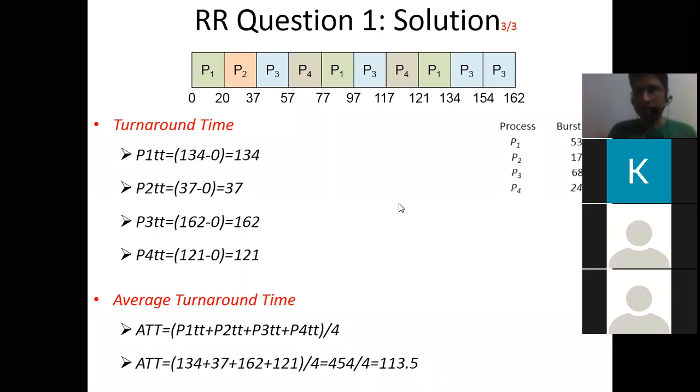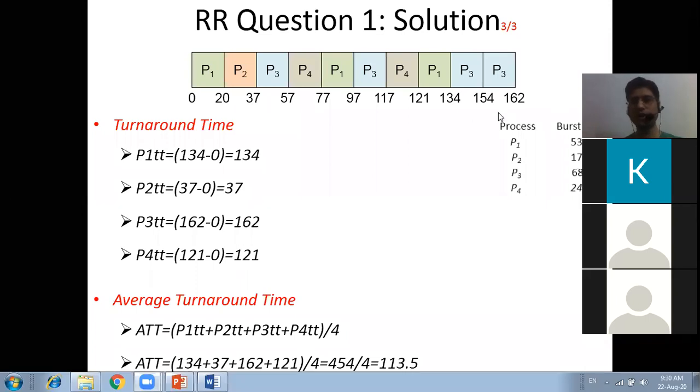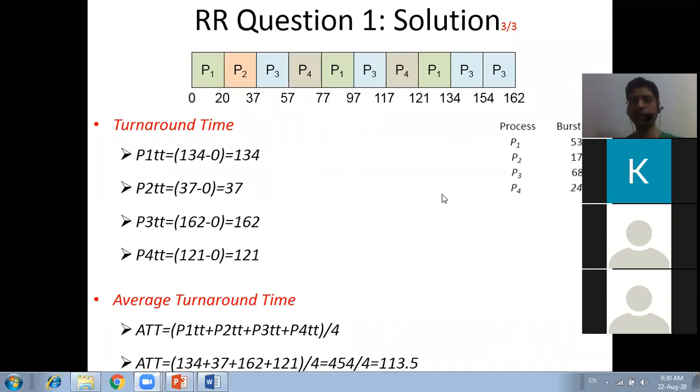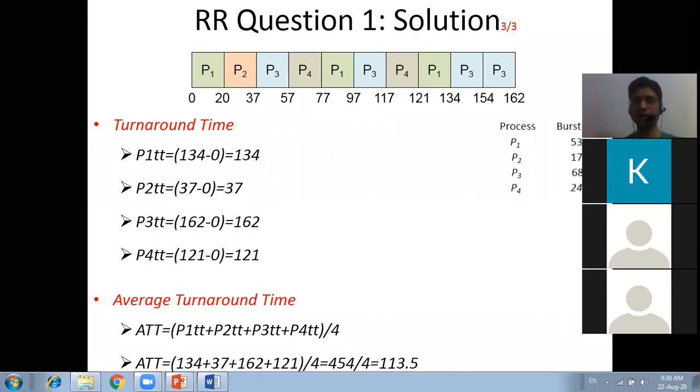Some say millisecond, but no time unit has been given here, so you have to go with unit time. Be specific. Yes, Priyam, absolutely right: 113.5 unit time. Until and unless the unit of time is written in the question, don't go for millisecond, microsecond or nanosecond, whatever the hardware CPU cycle. Always go for unit time.